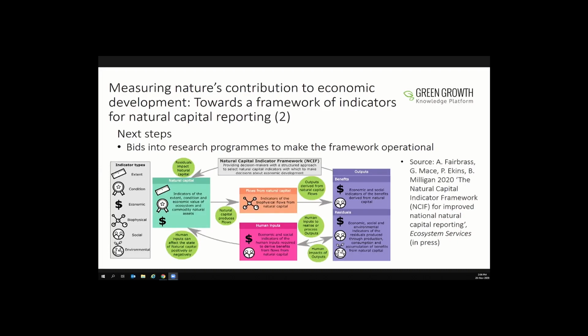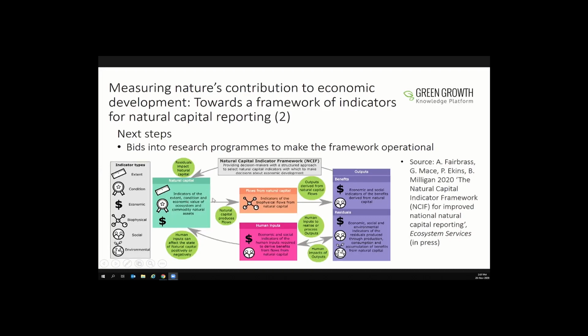There wasn't a natural capital indicator framework that had sound conceptual basis and that seemed to really capture what the topic was all about. And so this was our response, this natural capital indicator framework, starting here with the stocks of capital, with the various metrics that you can use for that, the extent of natural capital, the condition of natural capital, or the value of natural capital.